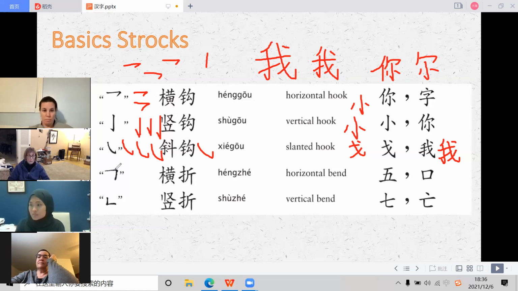And this one is 横折. 横折, yeah, it's horizontal bend. It's like this. So we can say 口 is 竖, 横折, 横.